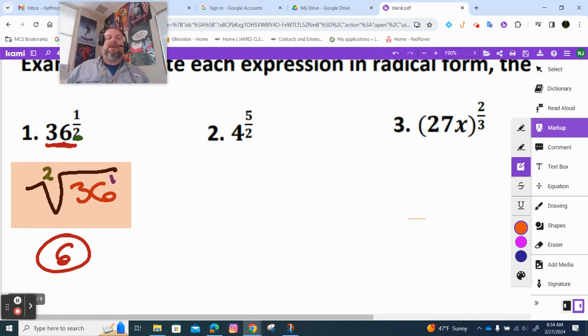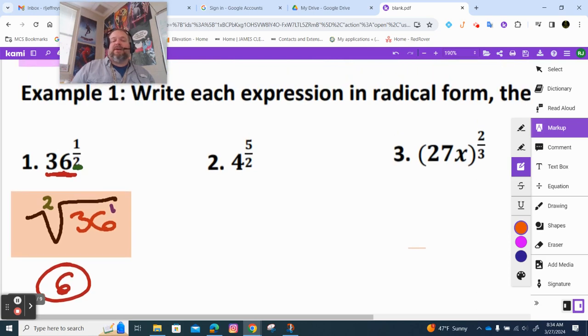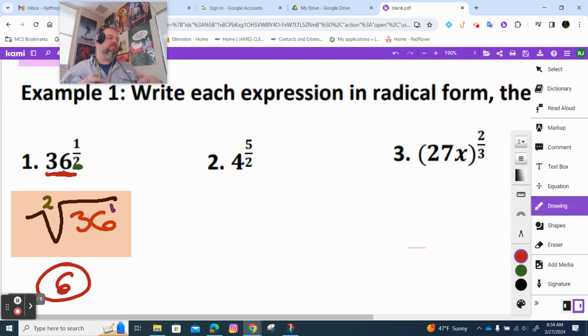Now, not all of these are going to simplify. Yeah, it just stays in radical form. Again, Mr. Jeffries is big about processes. All right, so we do our radical sign.